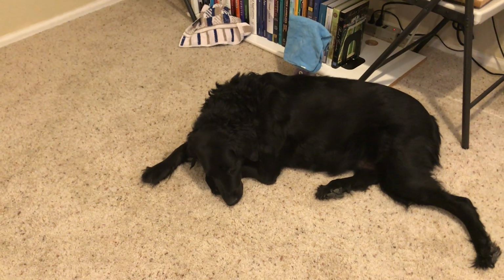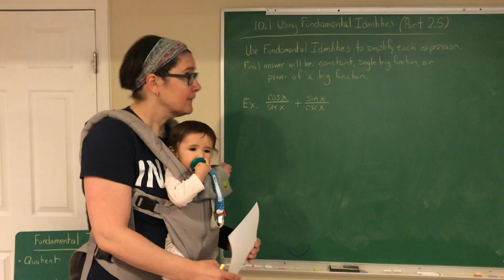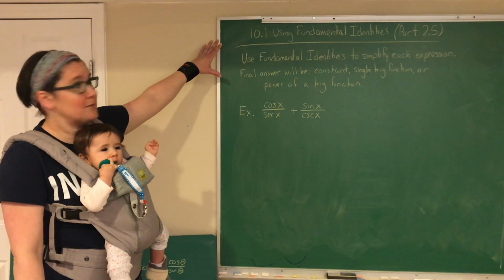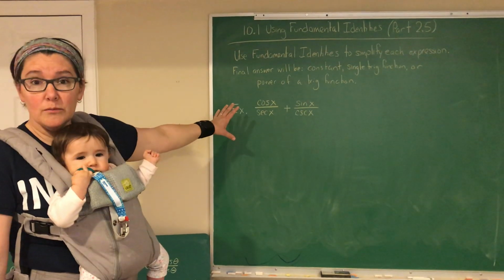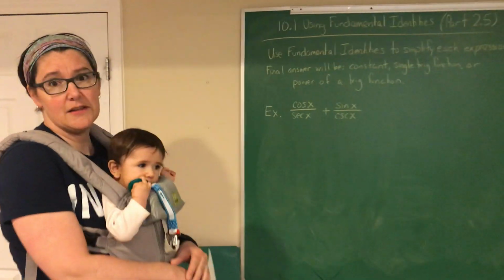Simplifying those trig expressions, that took some work. Good thing we had a break. All right, but we're back now. And we are still talking about section 10.1. We're going to look at two more examples of using fundamental identities to simplify each expression.